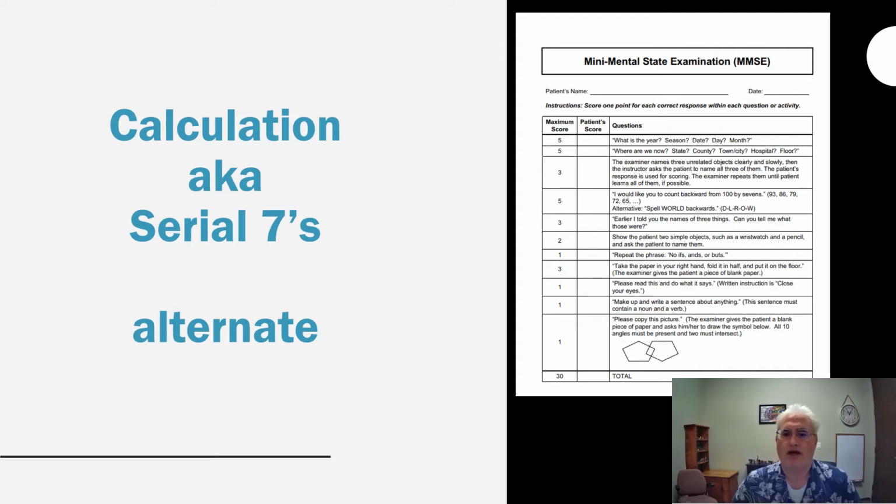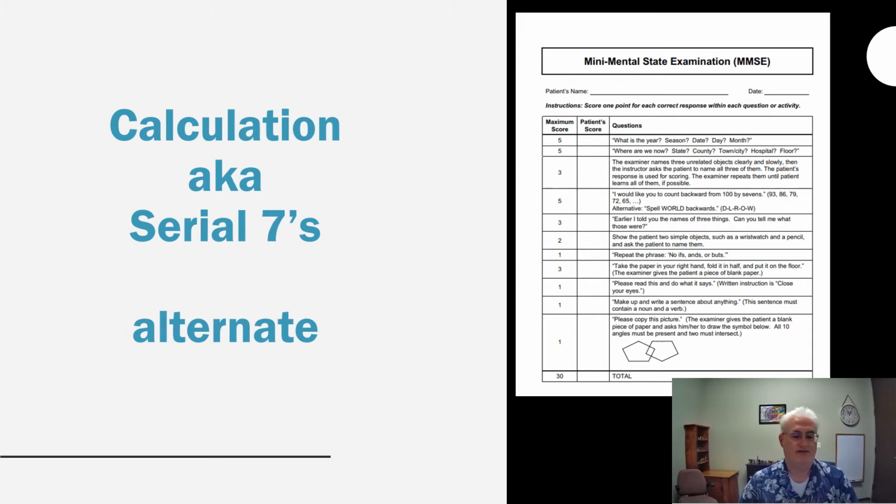So going backwards, we have 93, 86, 79, 72, 65, so on and so forth. If they can do it, they get full points. I mean, it's that simple. If they can't, it's pretty much all or nothing. However, if they can do a couple, they get a point for each one. They only have to go back 5 layers.